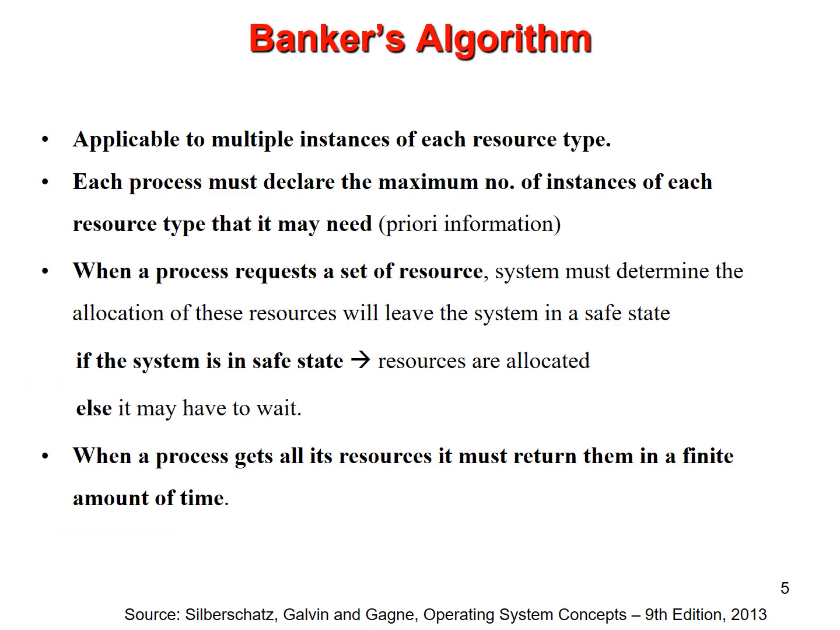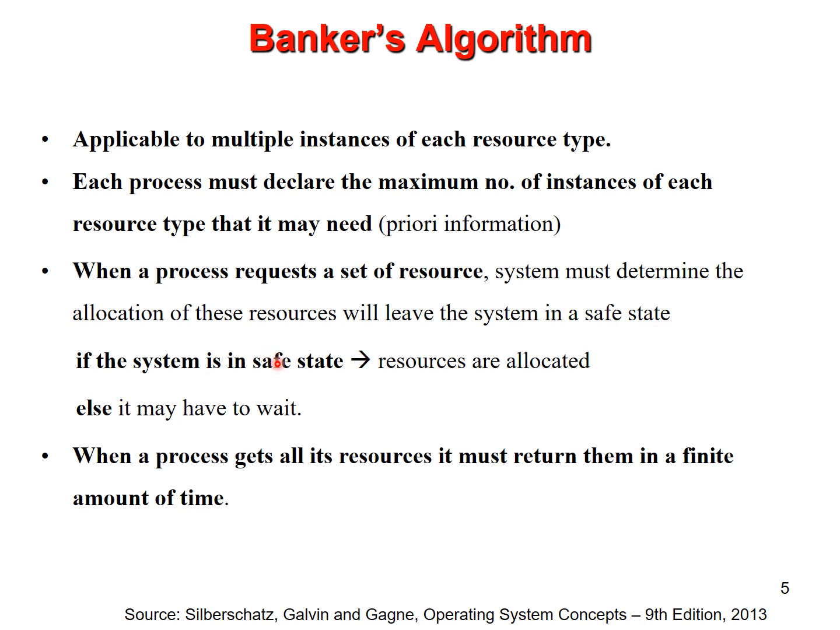The previous resource allocation graph is suitable only if there is a single instance of each resource type. In case there are multiple instances of a resource type, we have to use the banker's algorithm to avoid the deadlock. Here, each process must declare the maximum number of instances of each resource type that it may need, the priority information. When a process is requesting a set of resources, the system must determine whether the allocation of these resources will leave the system in a safe state.